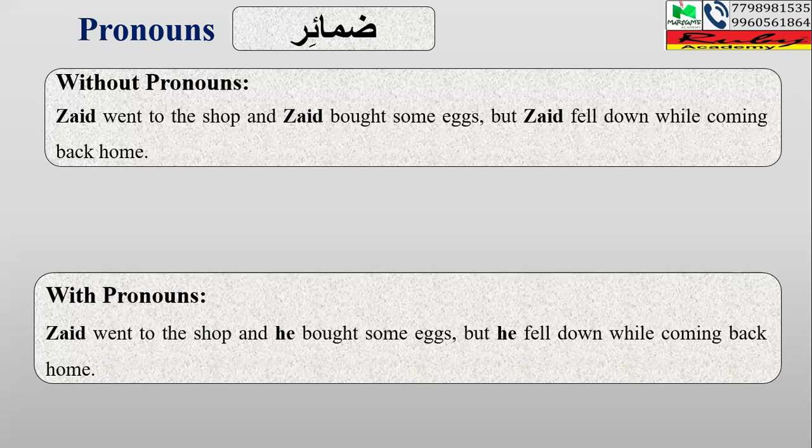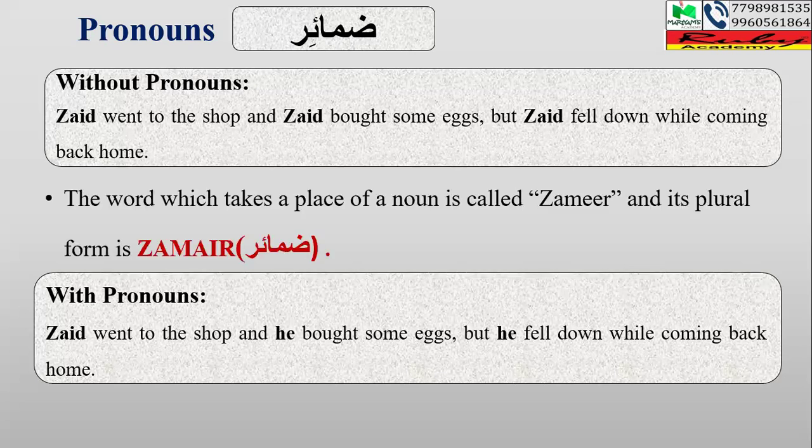By looking at these 2 sentences, one without pronouns and the second with pronouns: less repetition of the name. Yes, very good. So the word which takes the place of a noun is called zamir. Zamir means pronoun, and its plural form is damair. Damir, singular; damair, plural.